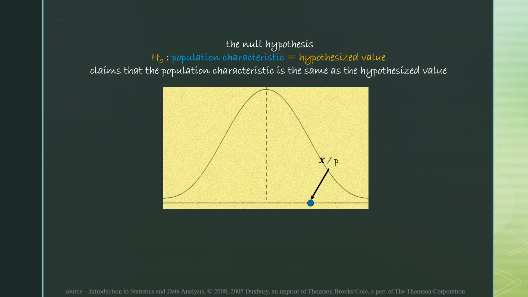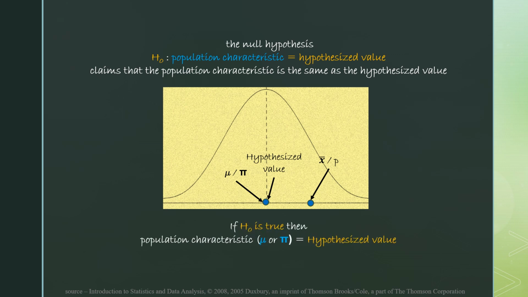The null hypothesis H0, that is population characteristic equals hypothesized value, claims that the population characteristic is the same as the hypothesized value. Therefore, if H0 is true, then the population characteristic mu or pi equals the hypothesized value. In other words, the sample statistic distribution is centered around the population characteristic, which also happens to be the hypothesized value when H0 is true.